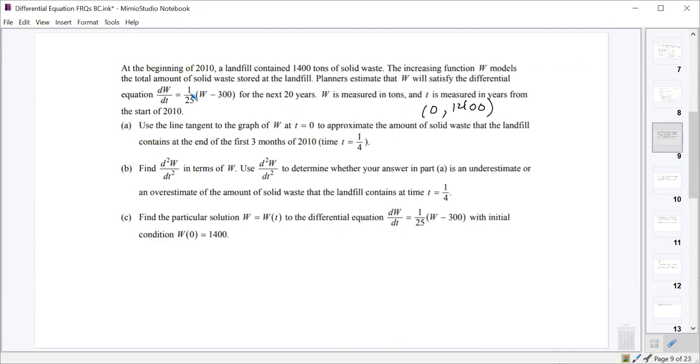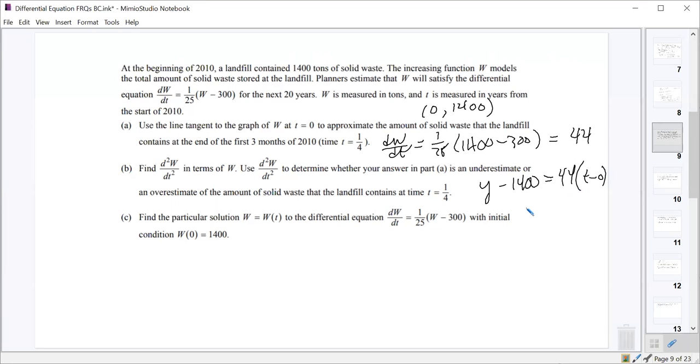Our slope should be the value of this at t equals 0, which will be dW/dt equals 1/25 of 1400 minus 300. What is that? 44. 1100 over 25 should be 44. So we should end up with y minus 1400 equals 44 times t minus 0. Sorry, not x, but t. And we want to evaluate that at t equals 1/4. At t equals 1/4, that would be 1411. 44 over 4 is 11. Good or no?